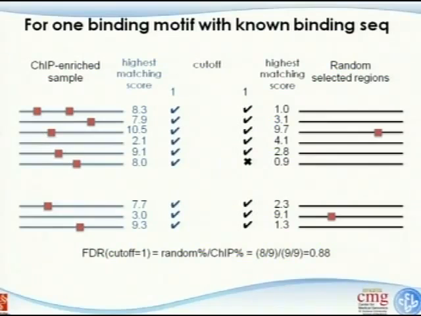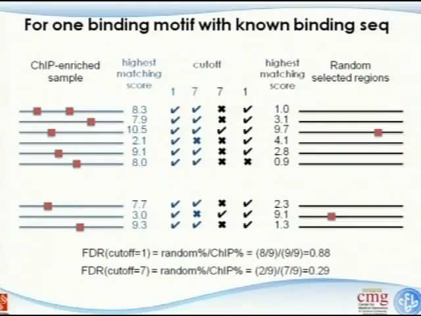If the cutoff is 1, only this one will be ruled out. So 8 out of 9 here are larger than the cutoff I've designed. And for the positive set, 9 out of 9 are larger than that. So if I calculate this with the cutoff at 1, the FDR will be the percentage in the random set divided by the percentage in the ChIP-enriched set. This is 0.88. So that's one way to calculate that. We know 1 is not a good cutoff. Let's try another cutoff.